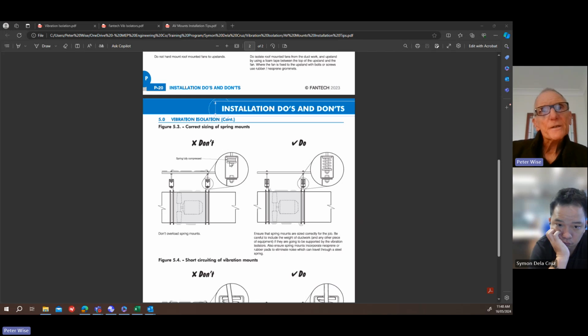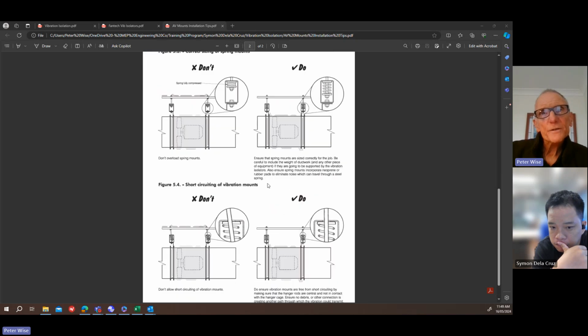Now this one's showing that the spring is fully compressed. So this is just the spring selection. It's got to be selected for the weight that it's got to carry. Okay, so they're saying that's bad. You don't want that, because all that's doing is allowing the vibration to go straight through that spring isolator into the structure. You need to have it expanded to the right level to get the vibration isolation.